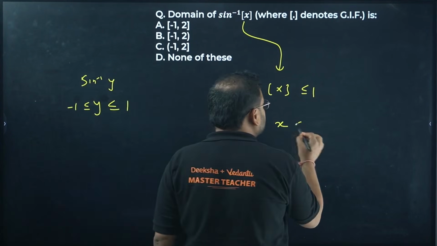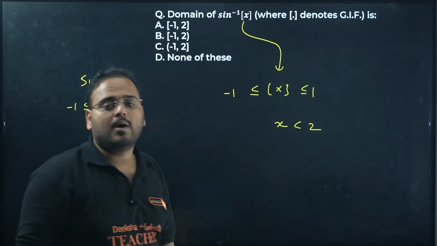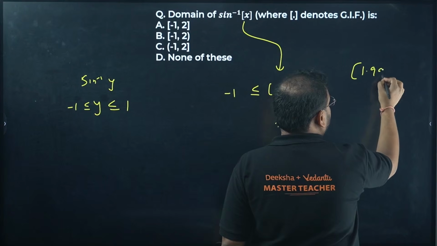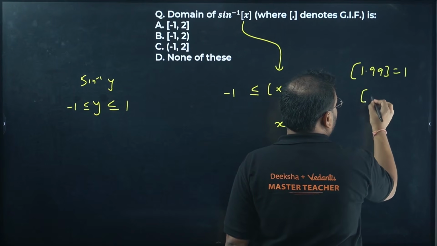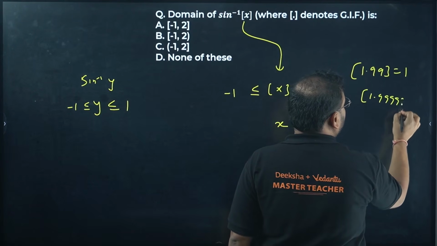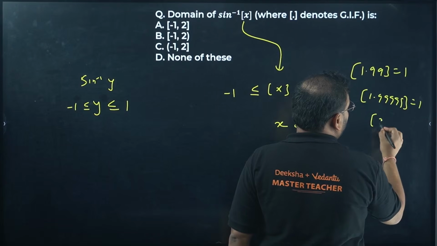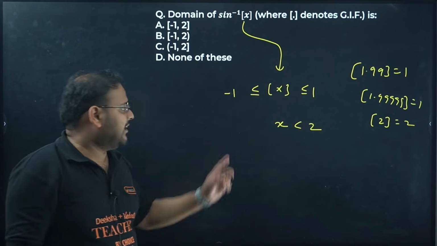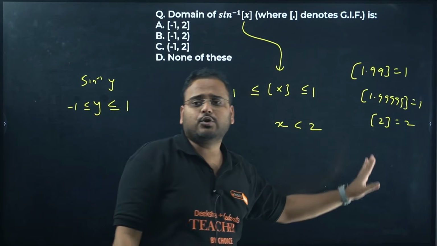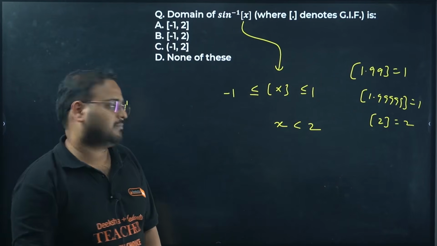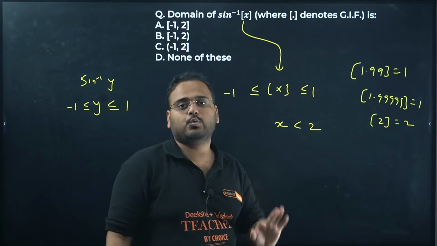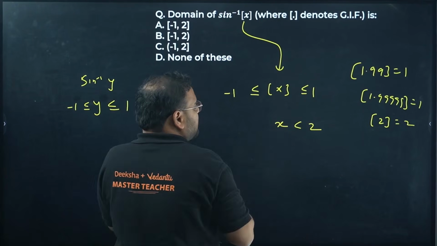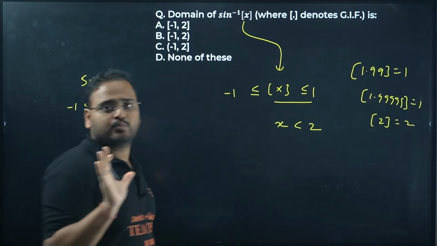Of course 2, sir, less than 2. Put here 1.999, 1.99999, put here 2, answer is 2. So for everything which is smaller than 2, if you put in this from 1 to 2, you'll get the answer as 1. So if x is less than 2, this right hand side part will be true.